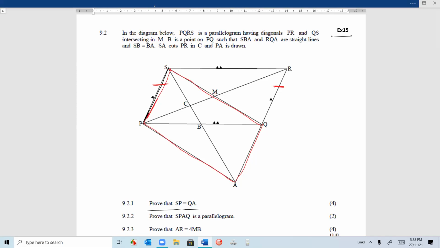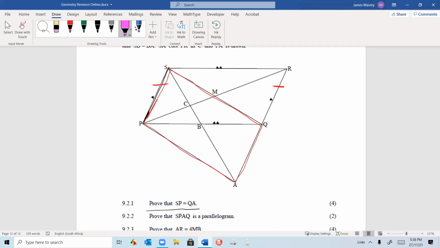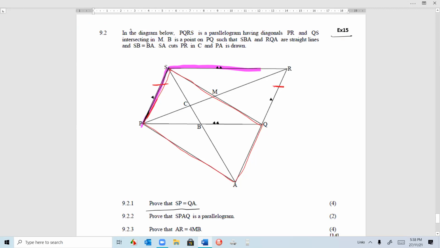Let me quickly highlight that it's a parallelogram for you, for those of you who can't see that. So that's our parallelogram. We know opposite sides are equal. We marked it. We also know that that and that are equal. I'll put a V there and a V there to mark it for you, because that's your diagonals bisecting each other. And then they're going on to tell us that SB is equal to BA. So I want to mark that.